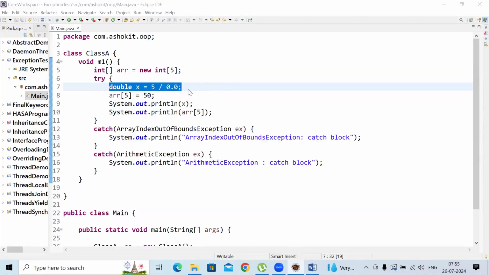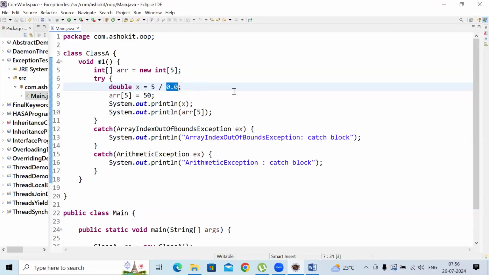Yeah. The answer is actually at line number 7 we don't have an exception. This is not called arithmetic exception. Arithmetic exception will occur when you divide an integer value with 0. If numerator and denominator are integers, and if the denominator value is 0, then you'll get arithmetic exception. But here numerator is integer, but denominator is float.